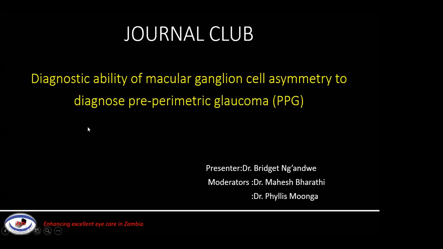So today's journal club, the topic for today's journal club is the diagnostic ability of macular ganglion cell analysis to diagnose pre-perimetric glaucoma.